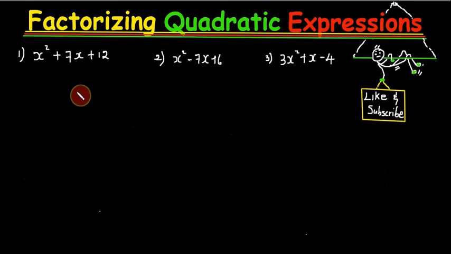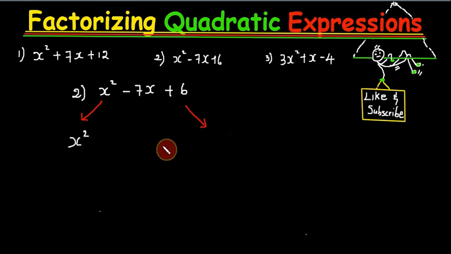So question 2, we have x squared minus 7x plus 6. Again, we write our head first and we write our tail. So our head is x squared and our tail is positive 6.